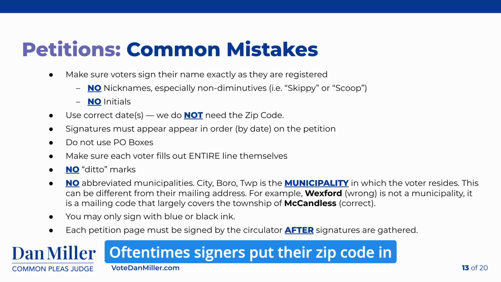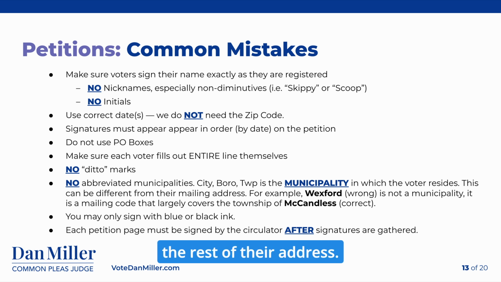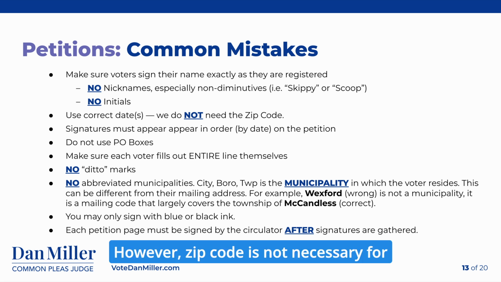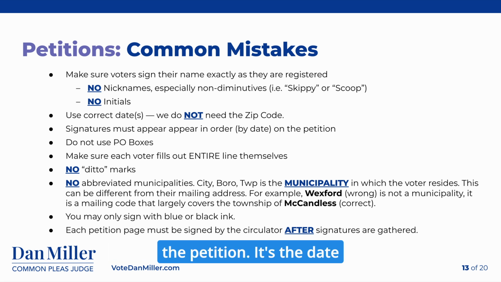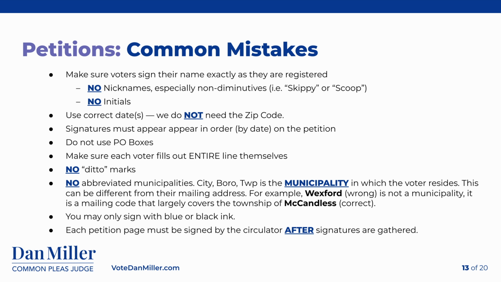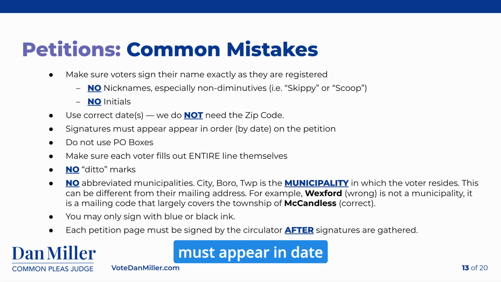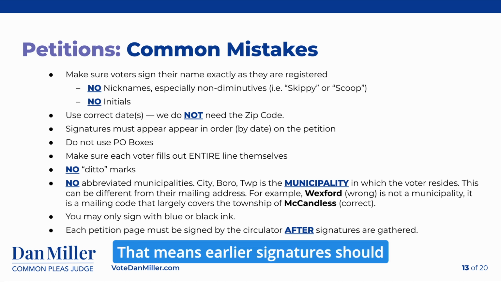Oftentimes signers put their zip code in the date field because it's natural to write their zip code after they've written the rest of their address. However, zip code is not necessary for the petition. It's the date that goes in the last field. It's important to know that signatures must appear in date order on the petition. That means earlier signatures should appear before later signatures.